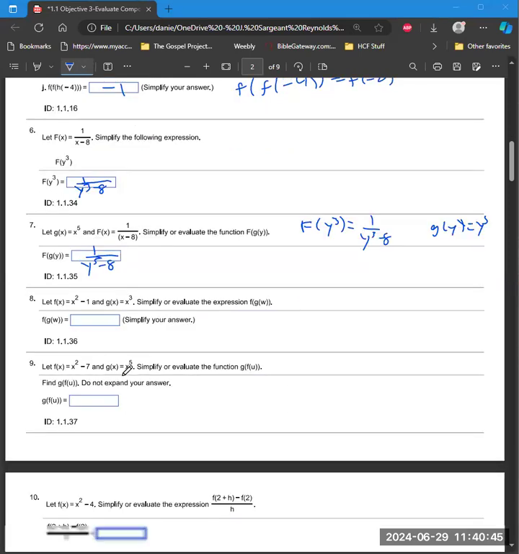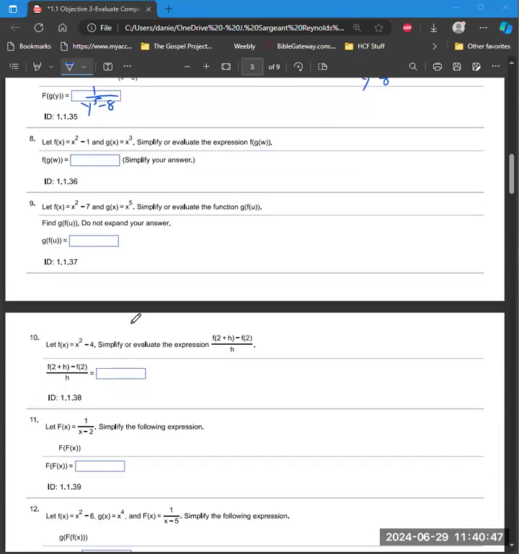Look at number 8 now. Let f of x be equal to x squared minus 1 and g of x equal x cubed. Find the expression f of g of w. So g of w is going to be w cubed. f of w cubed is going to be w cubed squared minus 1, which is w to the 6th minus 1.